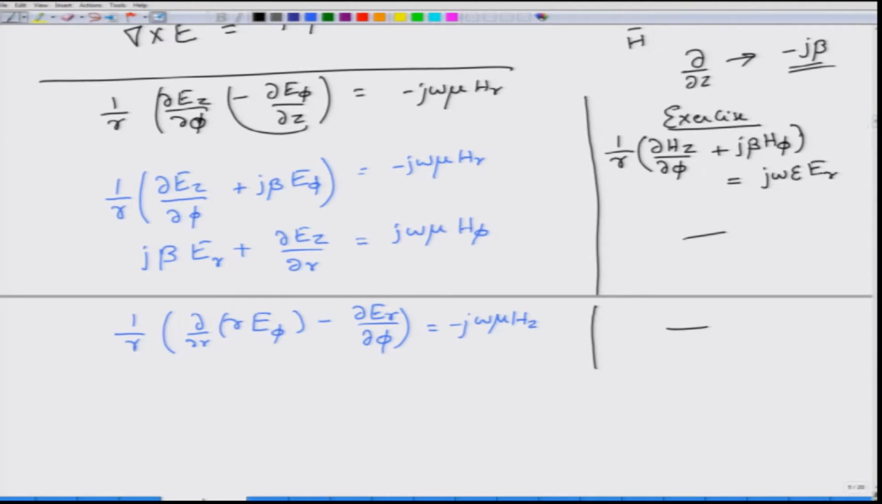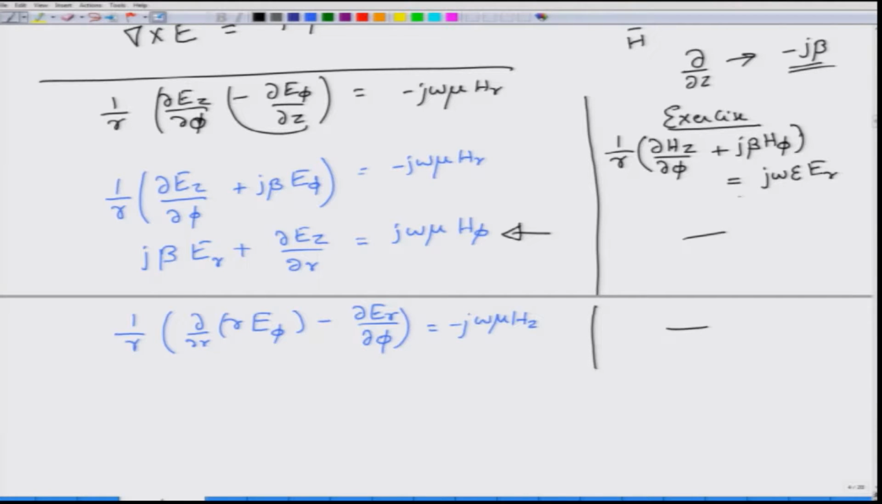How do I do that? Well, I have to try and equate a couple of these equations. For example, if I look at this one, I know that ER is given here. So, if I look at this equation, on the left hand side I have j beta ER, there is del Ez by del r, and then j omega mu H phi.